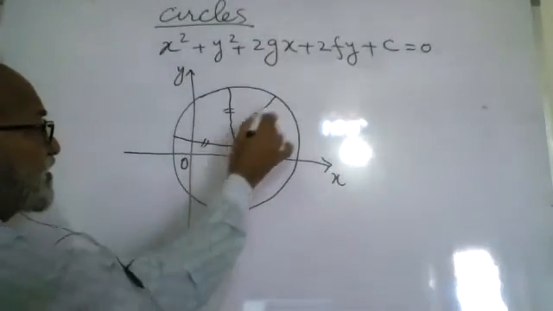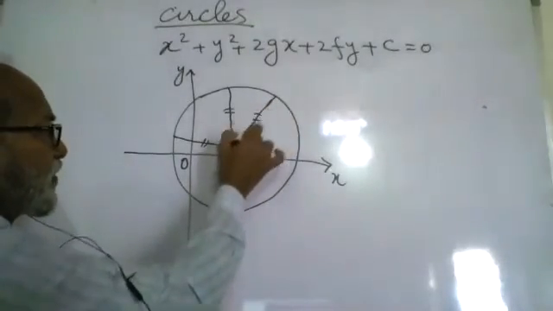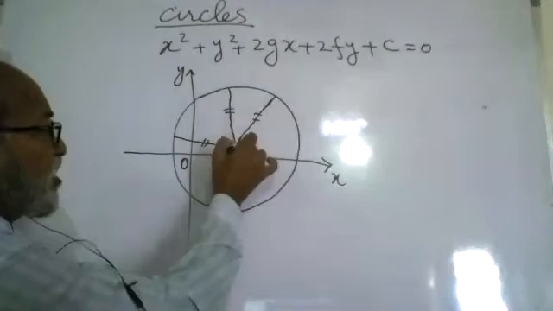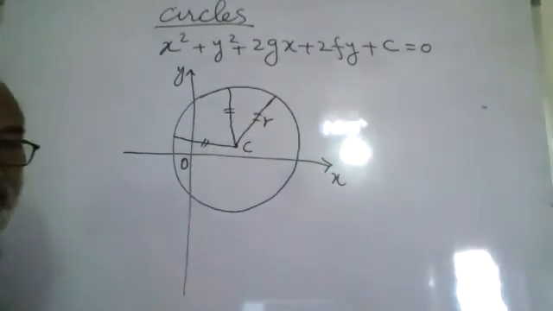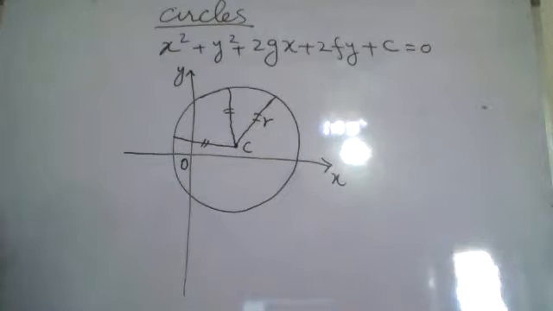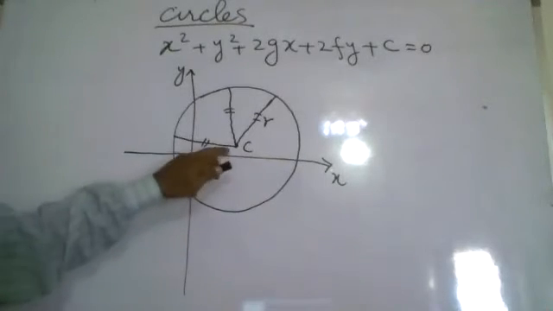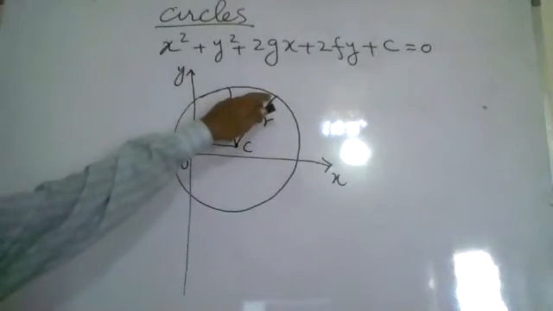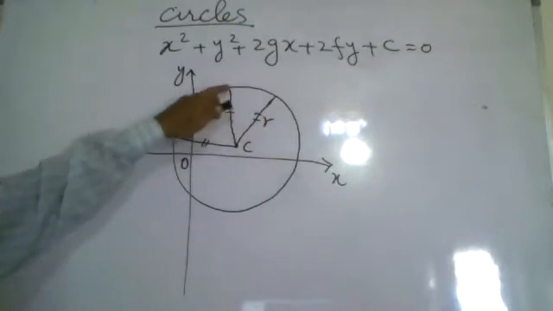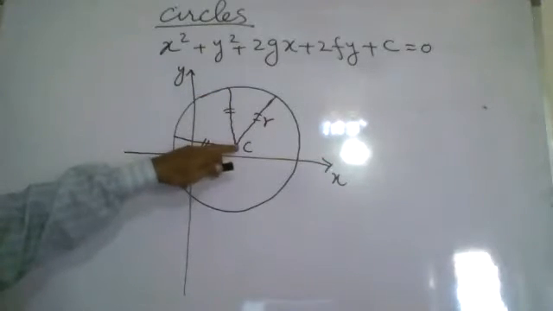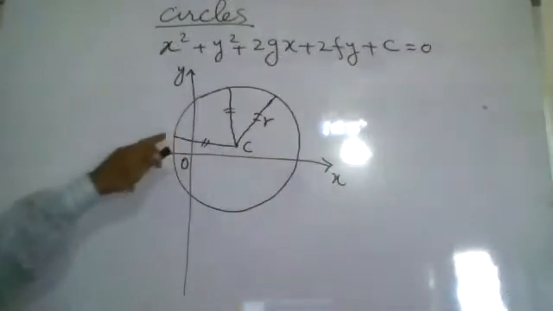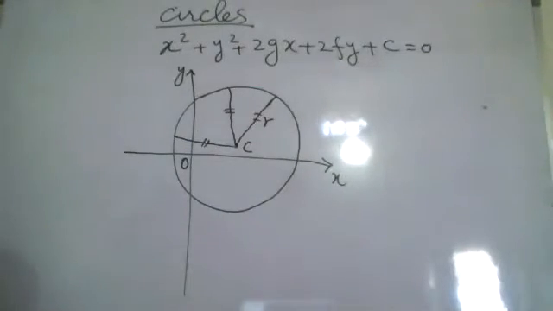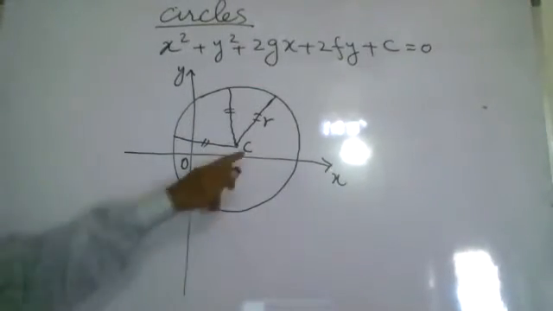And this constant distance is called the radius. This length is called the radius. Radius is the length of the line from the fixed point to any point on the circle. Any point on the circle to this center will be the same distance. That is called the radius. Radius is the length. So this is the center.